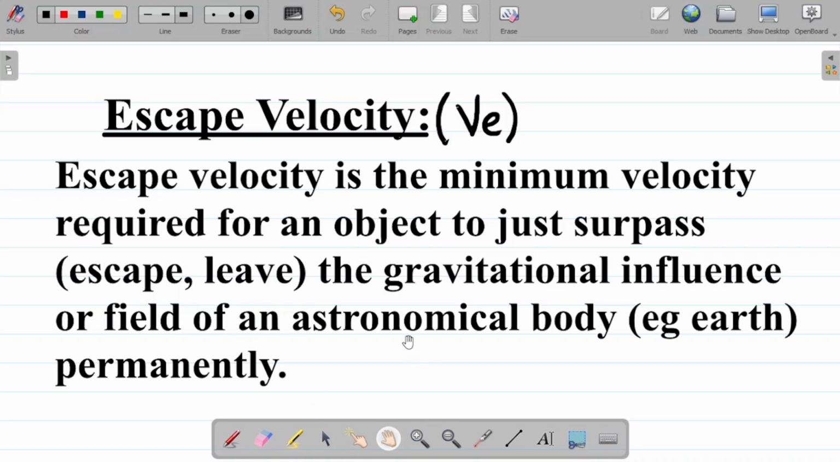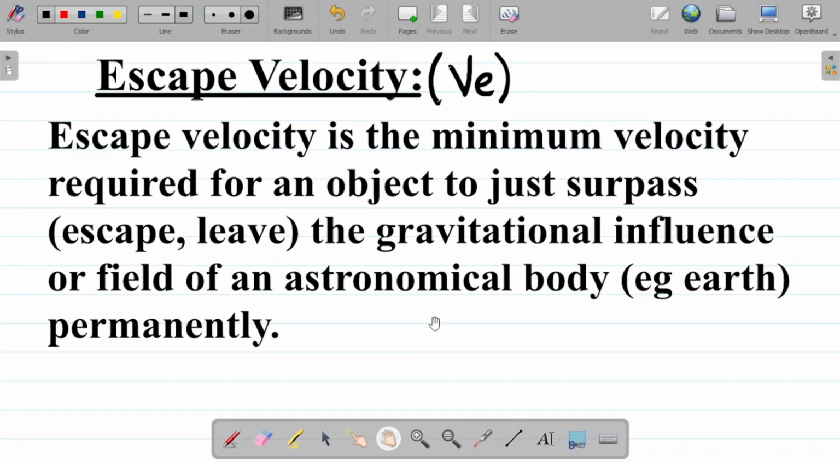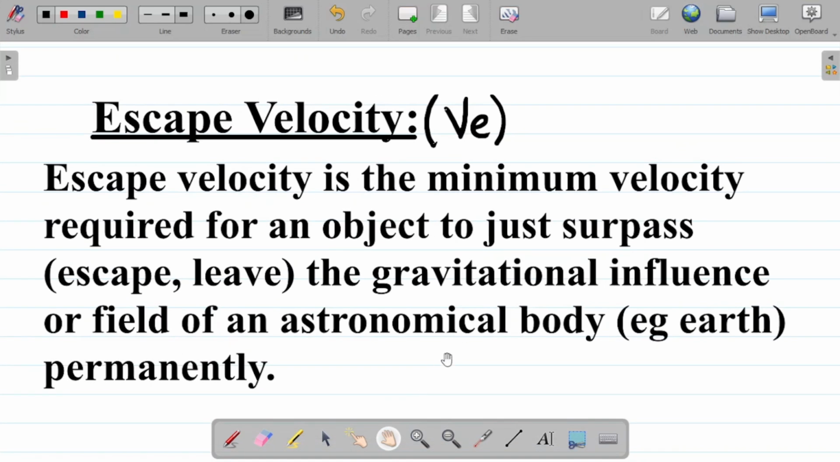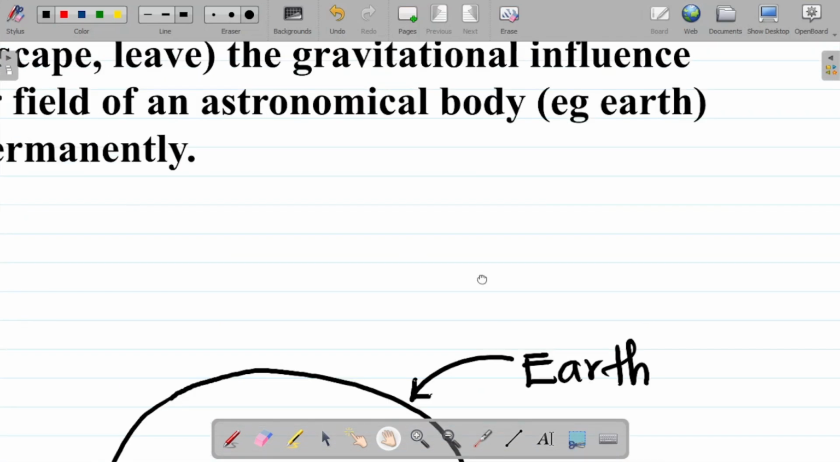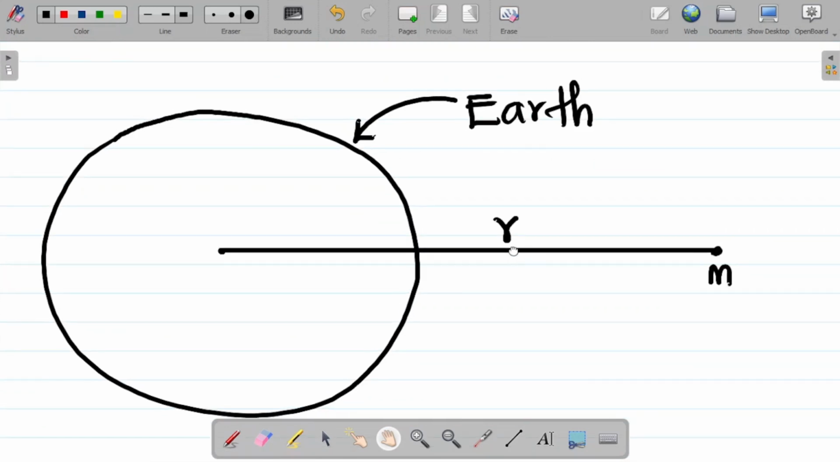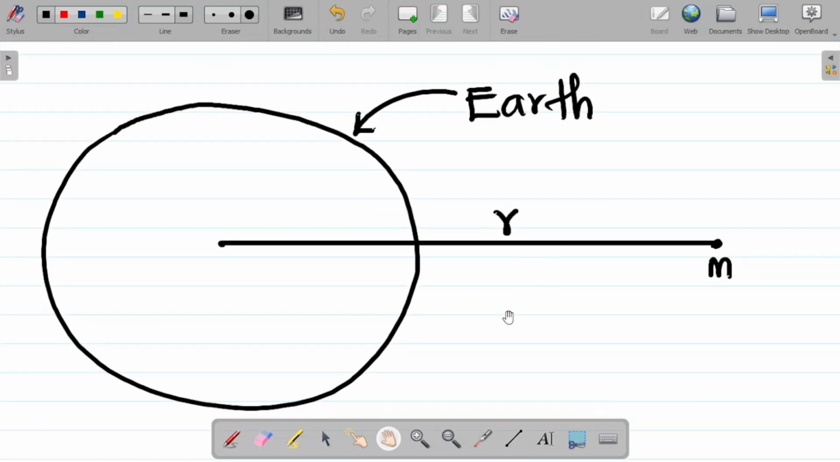All right, let's look at the formula for escape velocity. We'll use this diagram to derive it. Let's say we have a mass that was previously at this point here. This mass escapes from the Earth to this point. Let's use this diagram to derive the concept of escape velocity.